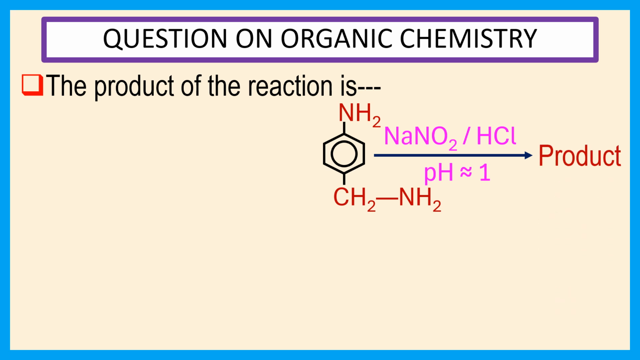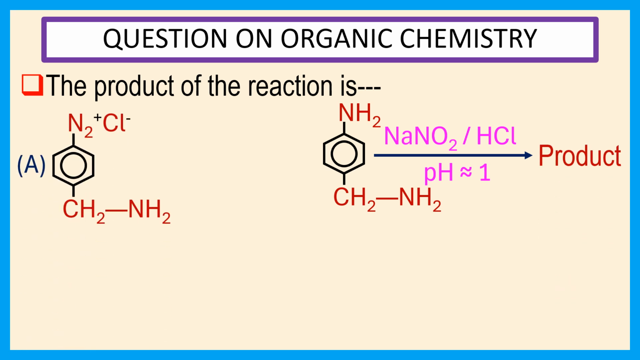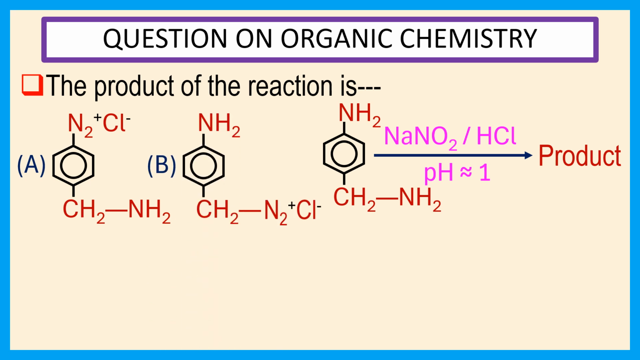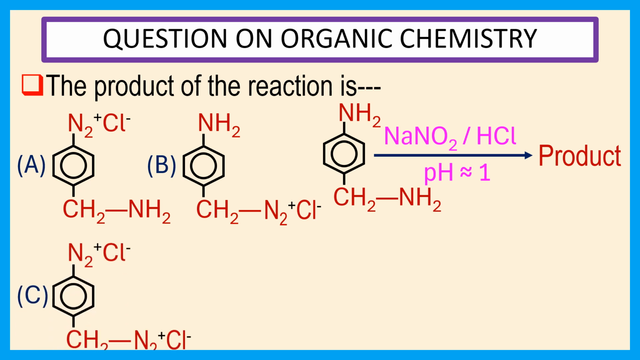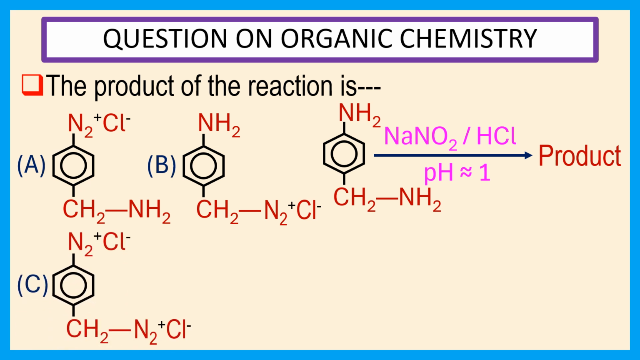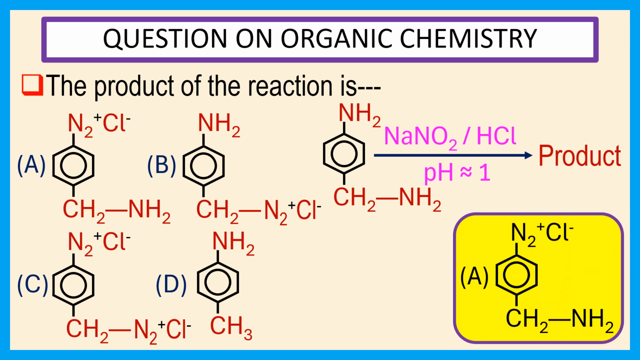Product choices are A. Diazotization of the aromatic amine, B. Diazotization of the aliphatic amine, C. Diazotization of both amines, D. 4-methyl aniline. Answer is A. Diazotization of the aromatic amine. Explanation we will see in the next slide.